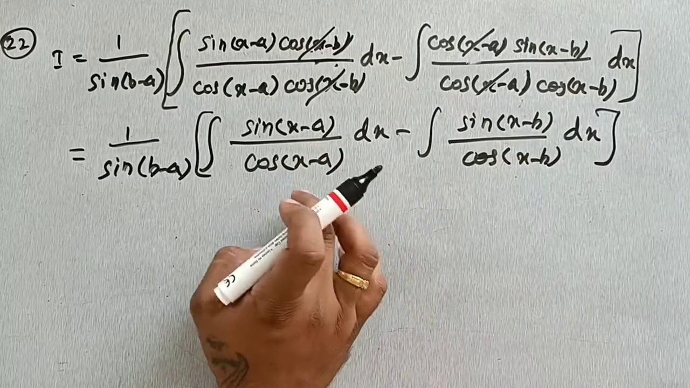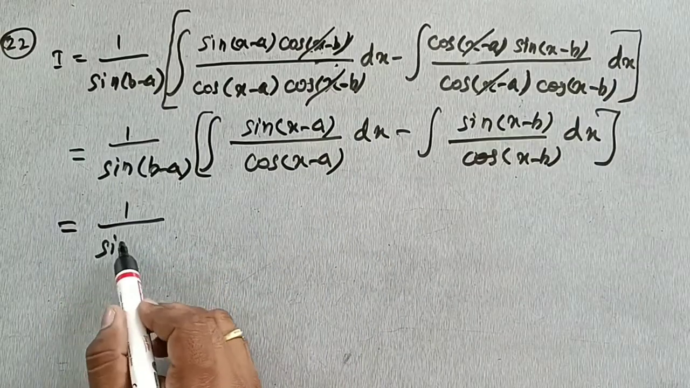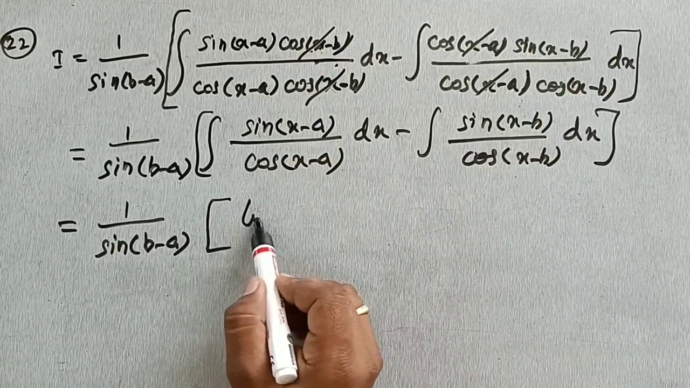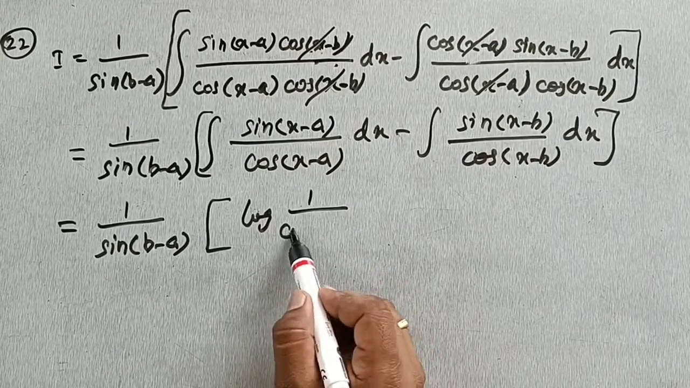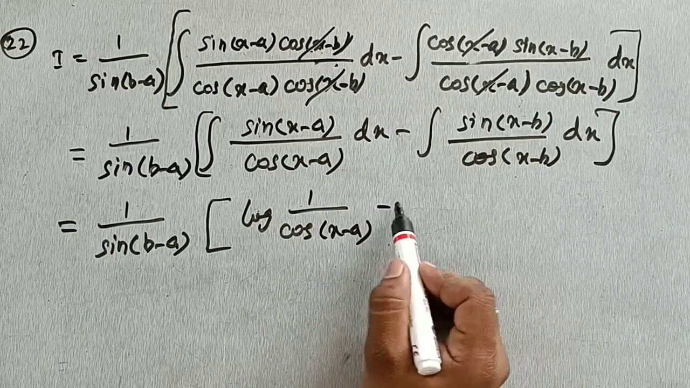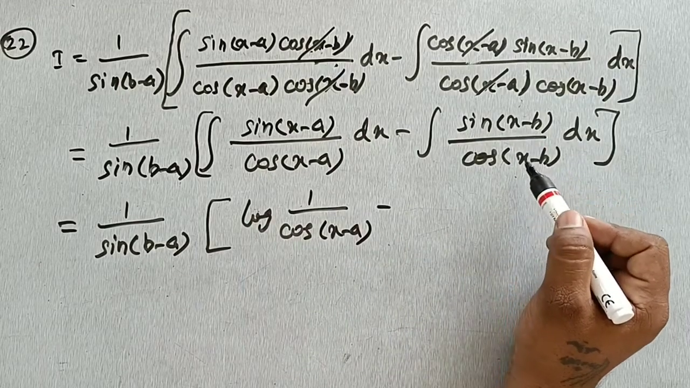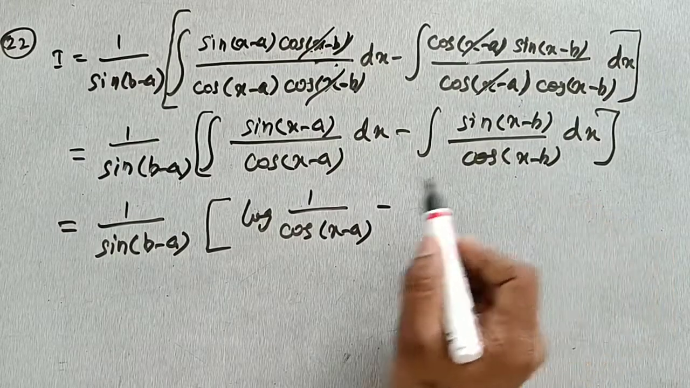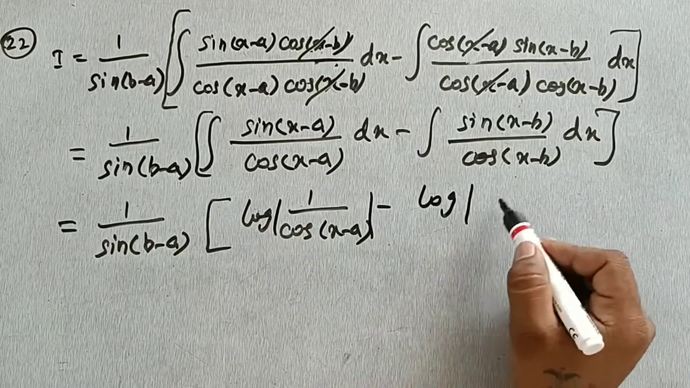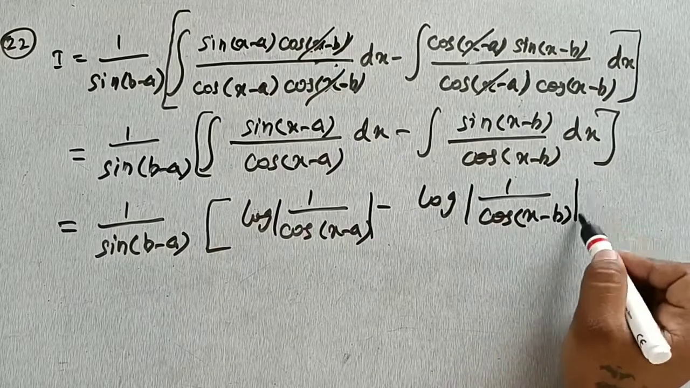Here I can use sin by cos equals tan. The integral of tan x equals log of secant x, or we can use log of 1 by cos x. So log of 1 by cos of x minus a, minus the same thing: the integral of sin by cos equals tan, the integral of tan equals log of secant. Log of secant is nothing but log of 1 by cos. So I am writing this also as log of 1 by cos of x minus b.